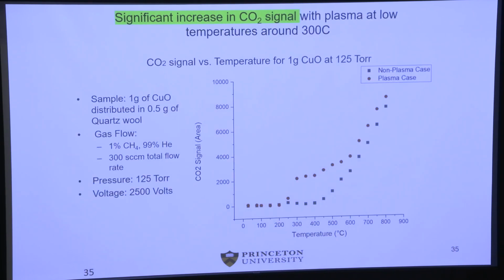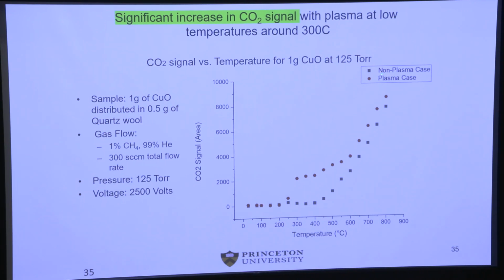One example to show you: if you have 1 gram of copper oxide at a slightly lower pressure, and you flow methane into it diluted with 99% helium, what do you see from here? How much CO2 is formed as a function of temperature.